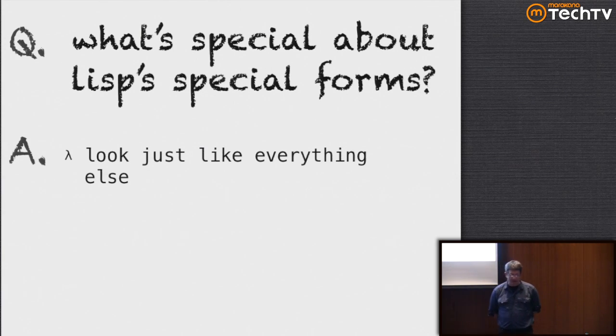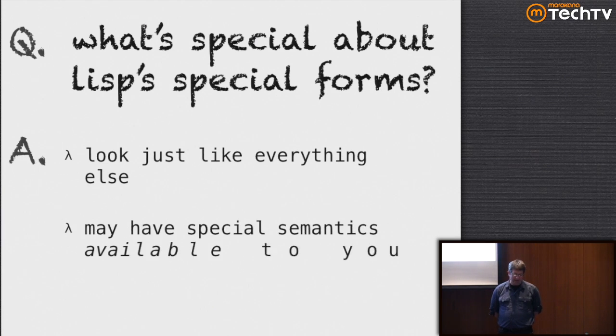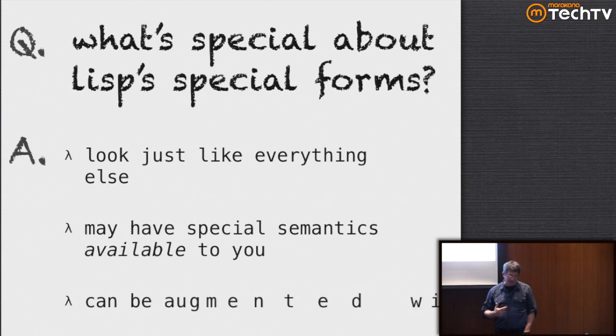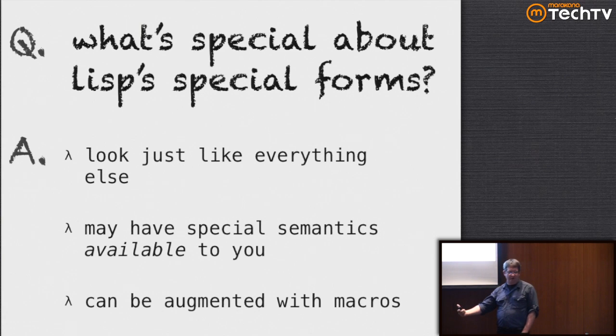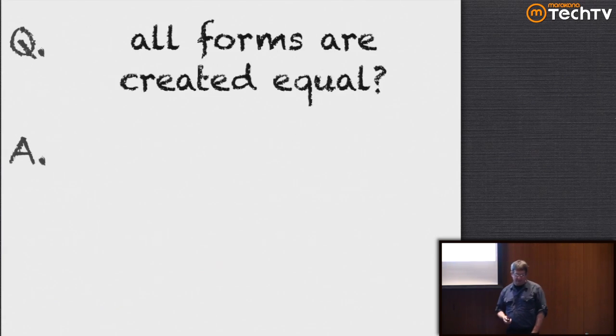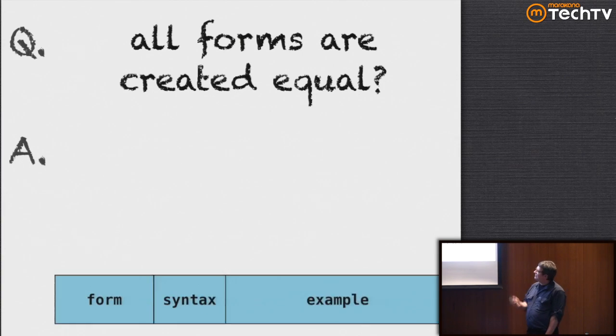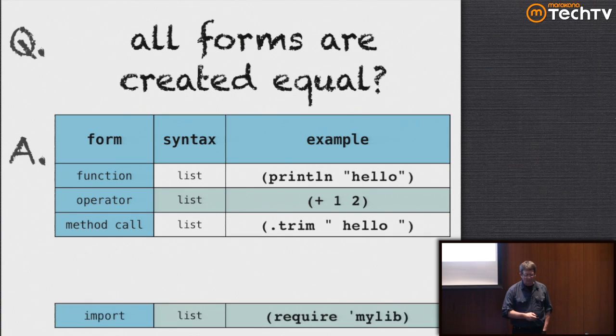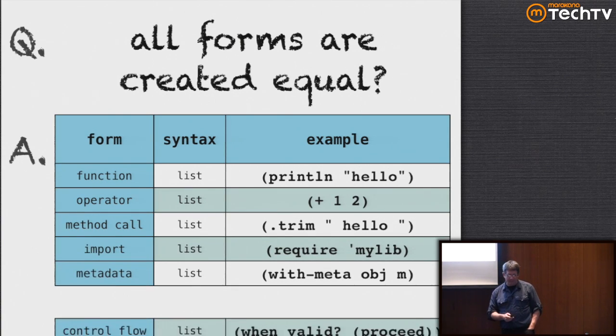So what's so special about Lisp special forms? In Lisp, they look like everything else because it's just a list. Remember, everything is just a Lisp data structure. And special forms in Lisp may have special semantics available only to you as a developer. So the language designer is actually giving you more power than they've taken for themselves. And the really nice thing is they can be augmented with macros, and that's where the real power comes from. And I'll show you an example of a macro in just a second.